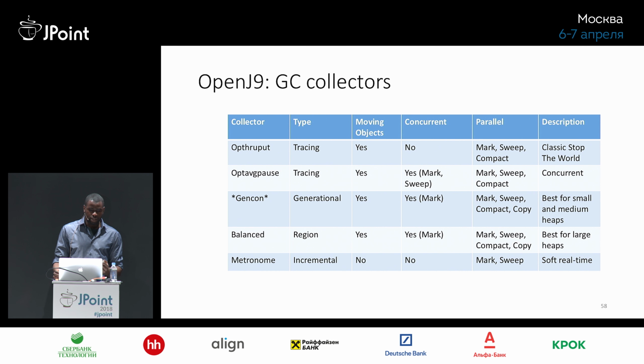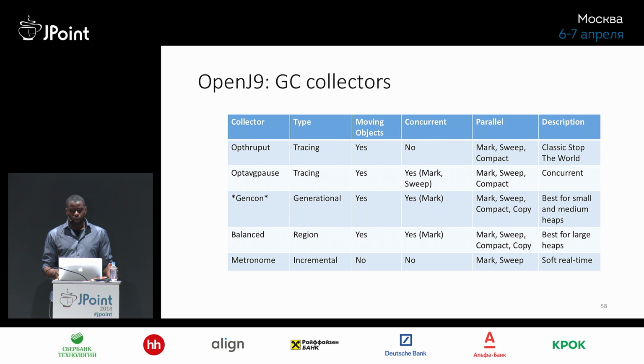There's also balanced GC, which is a region-based collector. Typically, it splits the heap into over 1,000 smaller regions. This is really good for large heaps where it can do partial GCs in one region. And then there's metronome, which is an incremental collector. Metronome comes from our previous hard real-time collector that was used in hard real-time VMs.